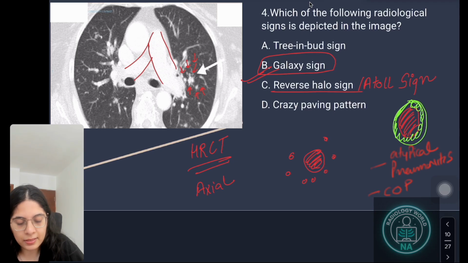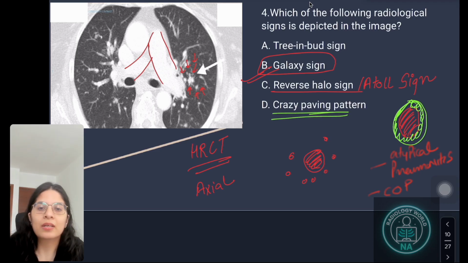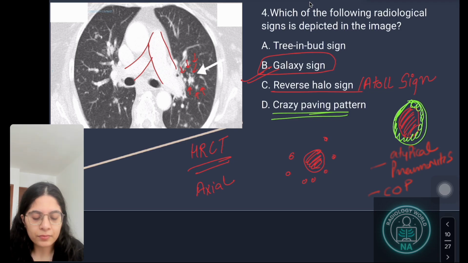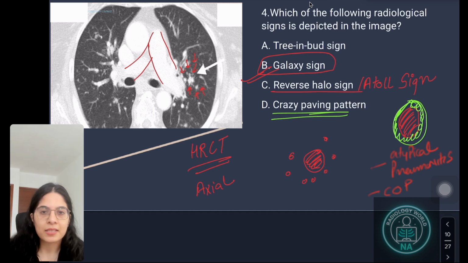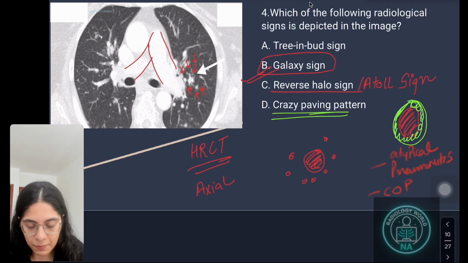The other thing is the crazy paving pattern. When we talk about crazy paving sign, it is basically ground glass opacity with smooth interstitial septal thickening. It's usually very diffuse, and it is commonly seen with PCP, pneumocystis, or with pulmonary alveolar proteinosis. It was also seen in COVID-19, but here we are talking about just a nodule surrounded by some nodules. So this is your galaxy sign. Again, an important question for your NEET PG.